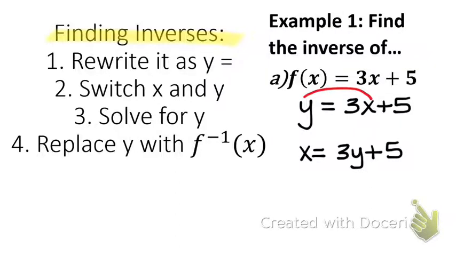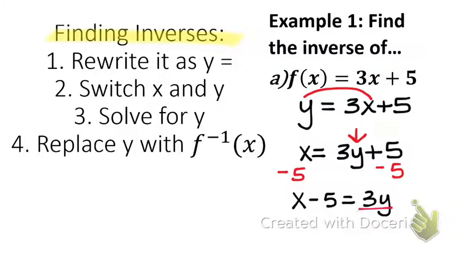So now let's solve that equation for y. How would we solve this equation for y? What would be my first step? Because I need to get the y by itself. Subtract the 5. So let's subtract the 5. So then that'll be x minus 5 equals 3y. And then the last step would be to divide by 3. Divide everything by 3. So my inverse function, so I have x minus 5 over 3 equals y.